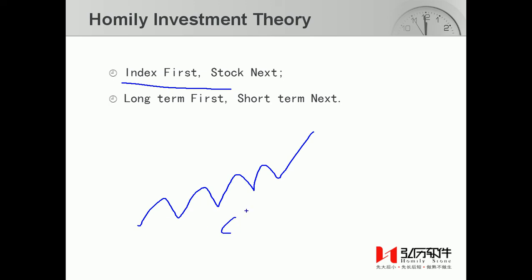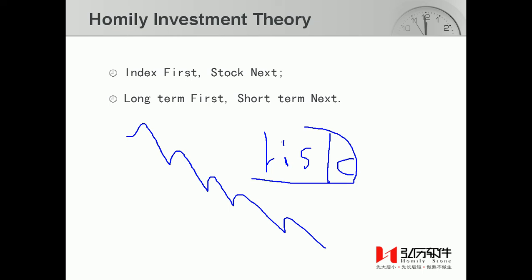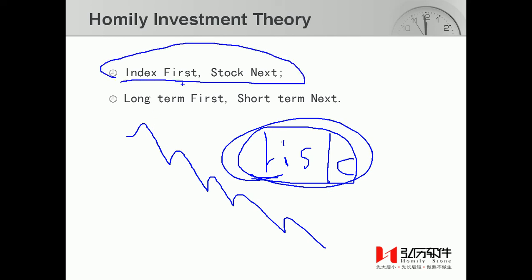System chance, right? If it is the system chance, it means the individual stocks have the chance. And for example, when the index drops down, with lower high and lower low, it means the system risk, right? If it is the system risk, you should be careful, because the individual stocks will have high risk. So this is how to understand the index first and stock next.